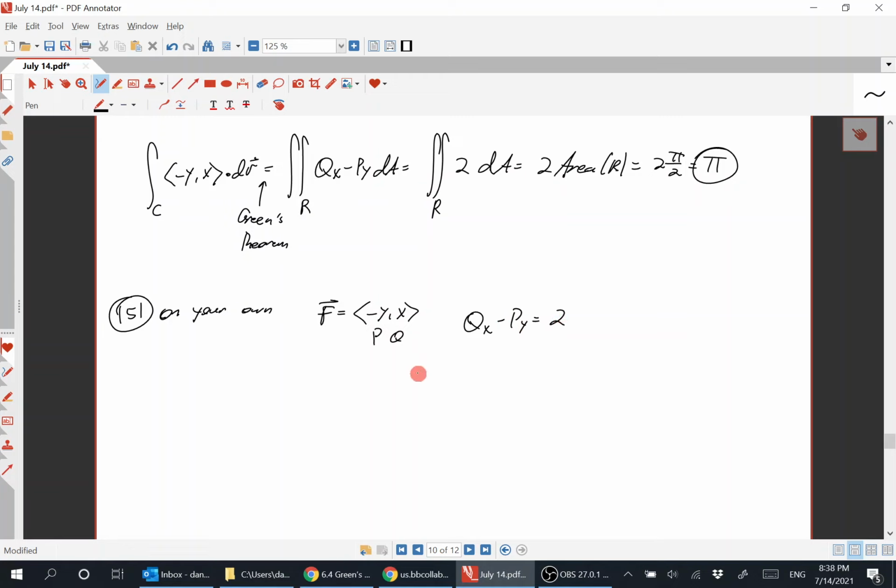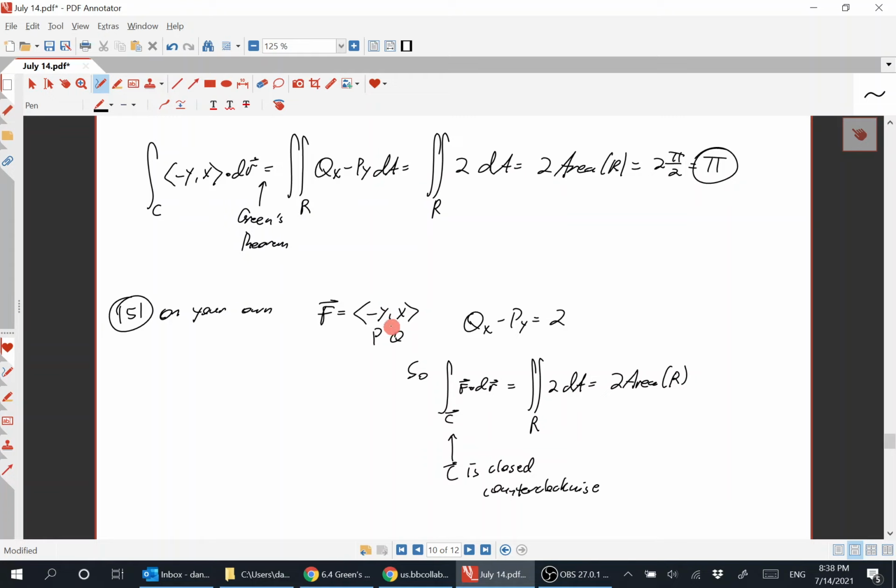So by Green's theorem, the integral over C of f dot dr, where C is closed counterclockwise, is equal to the double integral over R of 2 dA, which is 2 times the area of R. So the area in the interior of R is double the line integral over that vector field.